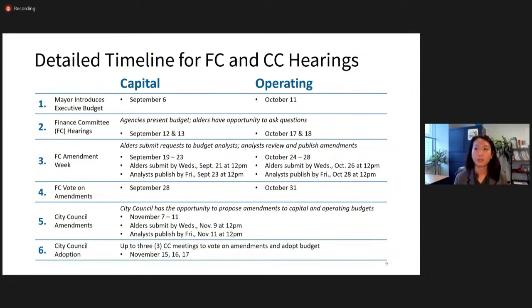After the Finance Committee has deliberated, the budget gets referred back to the Common Council for the whole council to deliberate. The council will have the opportunity to propose additional amendments, and then there will be up to three meetings in November for further deliberations and adoption. And this year, those meetings will start on November 15th.